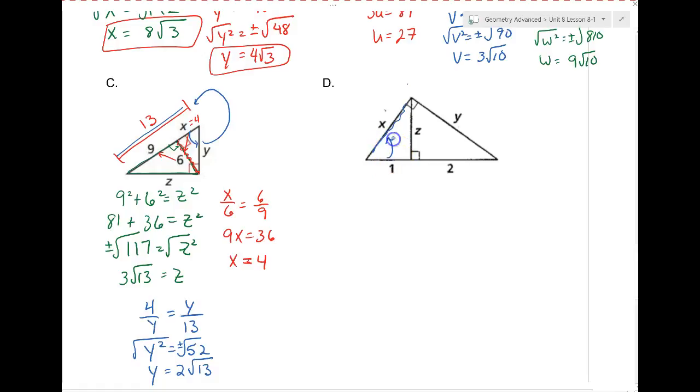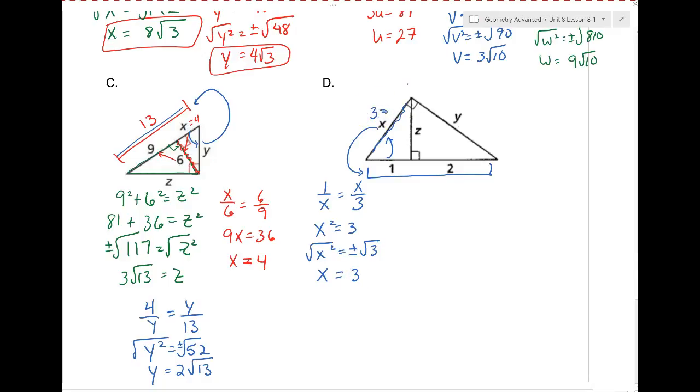I'm going to go 1 is to x as x is to the length of the whole thing, which is 3. Now, remember, it's really leg is to leg of the small triangle to leg of the big triangle, and the hypotenuse of the small triangle to the hypotenuse of the big triangle. So when we cross multiply, I get x squared is equal to 3. Take the square root of that. x is going to equal square root of 3. Hopefully that helps a little bit on that one.